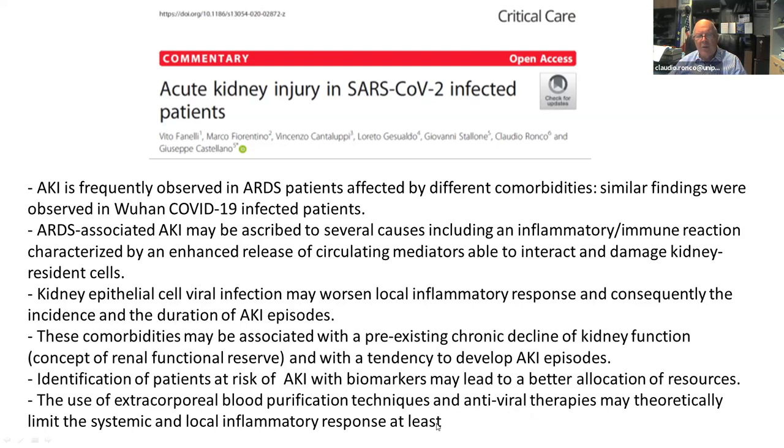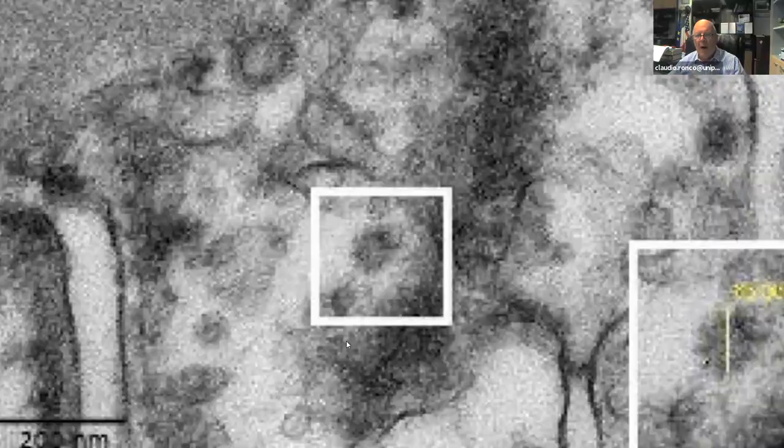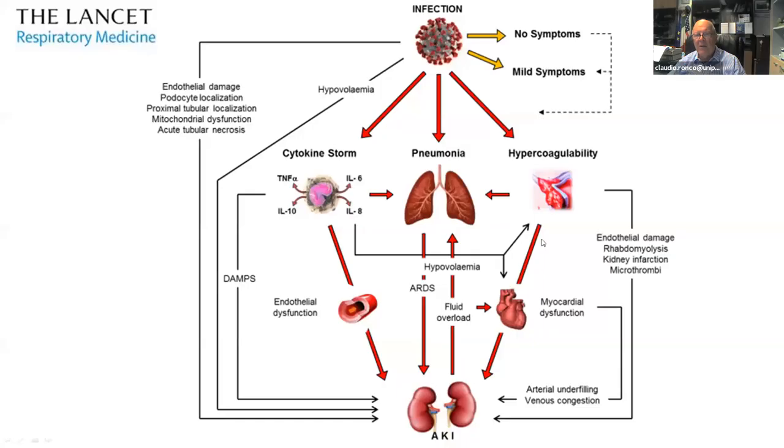where the use of extracorporeal blood purification technique may be required together with antiviral therapies. As you might have seen, even in countries very, very advanced like the United States, in New York City, they had to cope with lack of resources to treat patients who required renal replacement. In Italy, Remuzzi and co-workers identified viral particles in the renal tissue, showing that there might be a direct colonization.